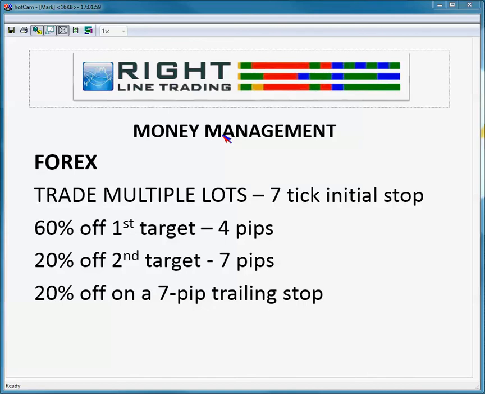Now, in terms of money management, I put Forex up here because I just gave a Forex lecture. But basically, in Forex we trade on a 5-range chart, but on an 8-range chart, we're going to have a 10-tick initial stop. 60% of your contracts are going to come off at your first target, which is going to be 6 ticks, not 4. These are our targets for a 5-range Forex market. 20% are going to come off at your second target, which is 10 ticks, and then 20% are going to come off on a 10-tick trailing stop.